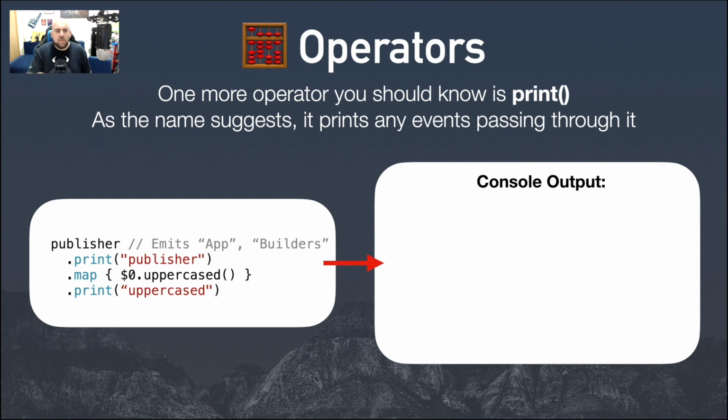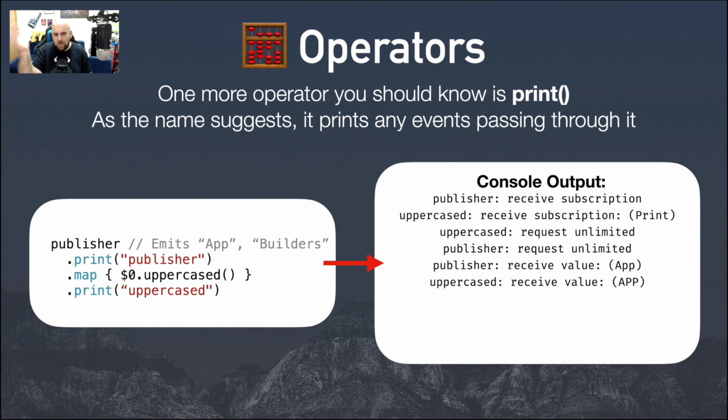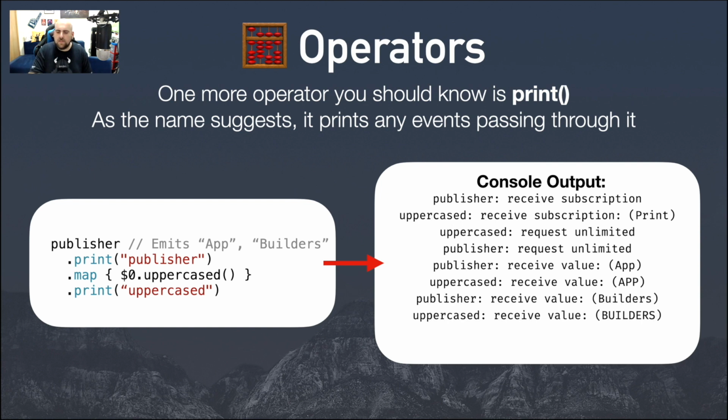For example, here, I have a publisher that emits two strings, and it's going to uppercase every string. So I have the subscription to the first one and then to the print. We get an unlimited request for both of them, which again is this demand thing. Here I use sink, which I'm not showing here, that's why it's unlimited demand. And then we have publisher receive value, uppercase, receive value, it's uppercased. Then builders, that's also uppercase, and then we get the finishing events for both of them. So this is a very simple example, but in bigger examples, this is really, really useful to get a good inside look into what's going on in your publishers.